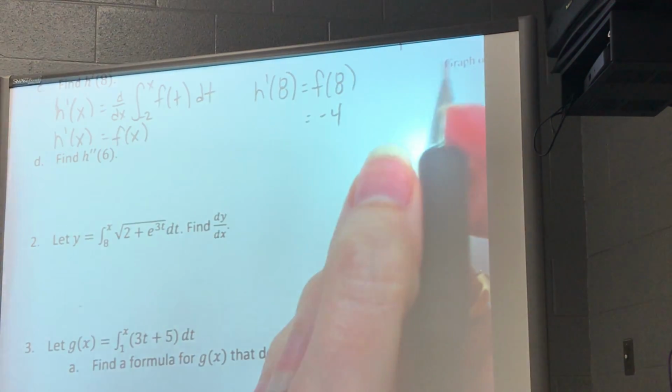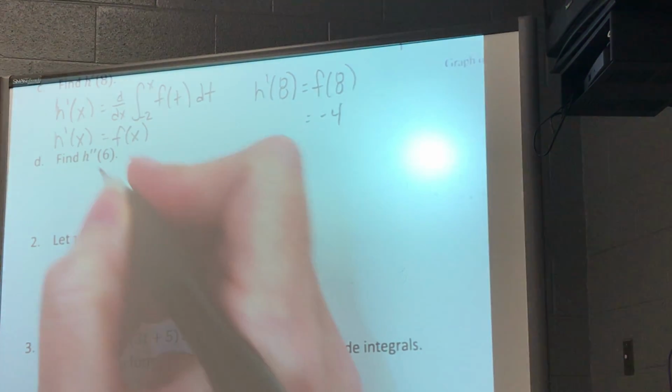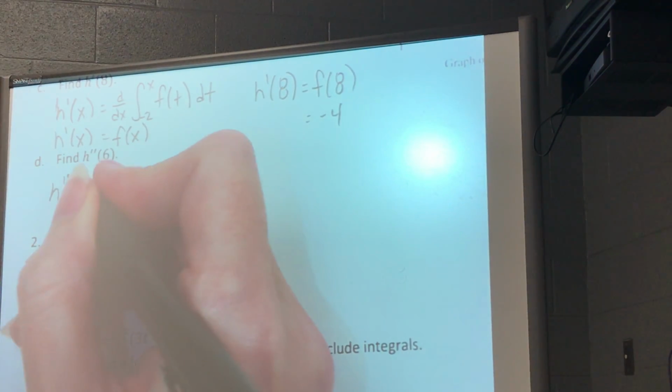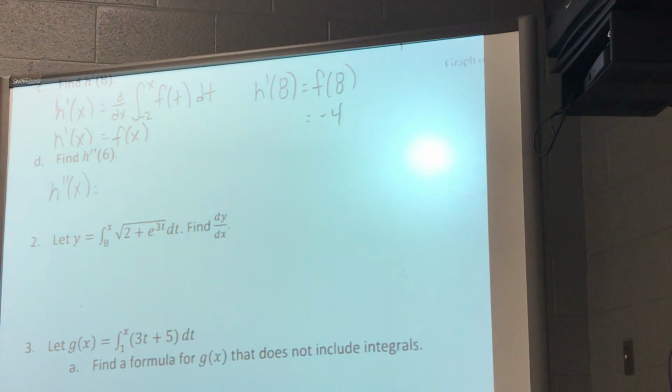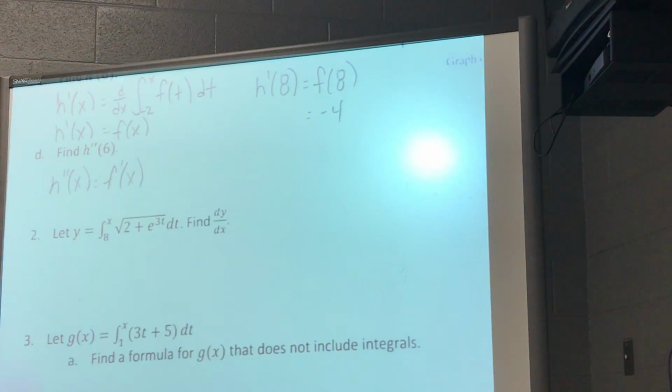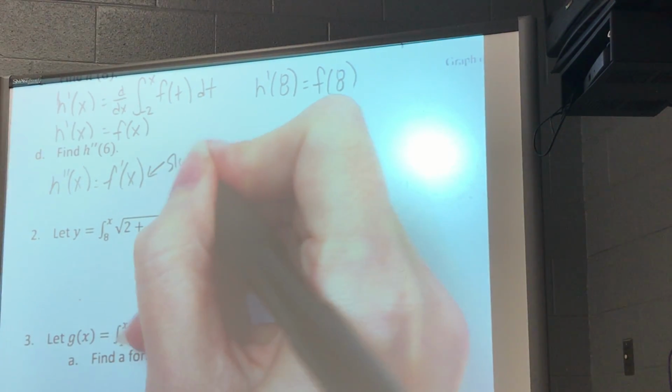Okay, and then D asks us to find the second derivative of h. So h double prime of 6. So let's talk about what h double prime of x is. We know that h prime of x is f of x. So what do you guys think about h double prime of x? And if we're looking at the slopes and we're finding the derivative, oh, I told the answer. Shoot. If you're looking at the graphs and you're finding the derivative, you're just looking for the slopes. Slope.